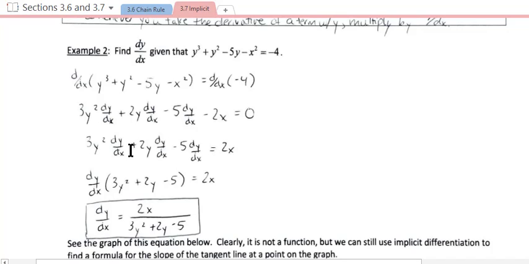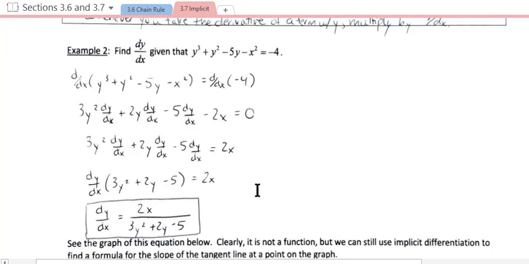Now notice that you have three terms that have dy/dx in them. I want to keep all of them together on one side and move anything without dy/dx on it to the other side. So I added 2x to the other side. Now everything on the left side has a dy/dx in it. That is a factor that they have in common that I can bring out in front. So if I bring dy/dx out in front, I've factored it, and then I have 3y squared plus 2y minus 5. And now to get dy/dx completely by itself, I can divide both sides by 3y squared plus 2y minus 5, and I get this fraction.